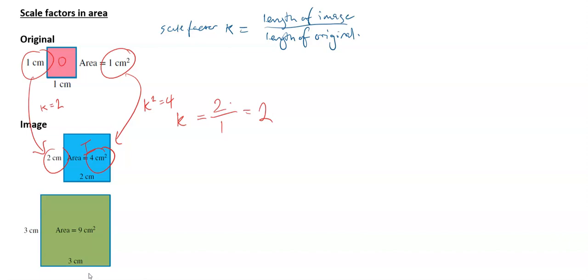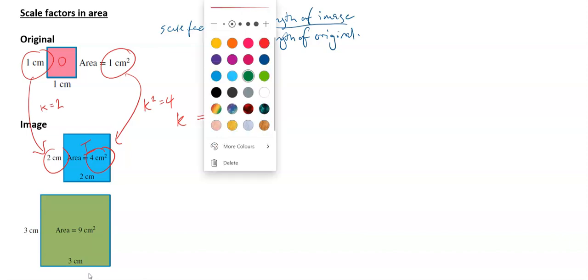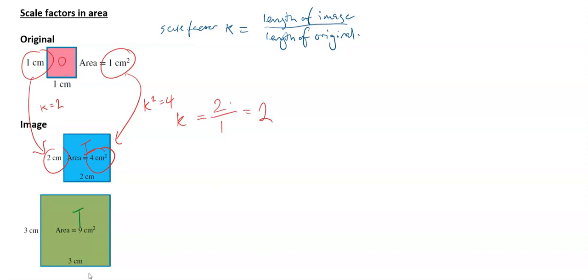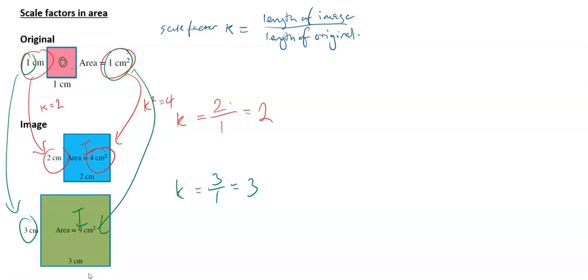This works the same for the next one. I'm just going to use green color there. So this is my image again, and this is my original. Here, the k for the length, to go from 1 to 3, is 3 over 1, which gives us 3. If we look at what the area does, it goes from 1 all the way up to 9. So quite a significant increase, because we're timesing by k squared, which is timesing by 9. Alright, so that's how area works.